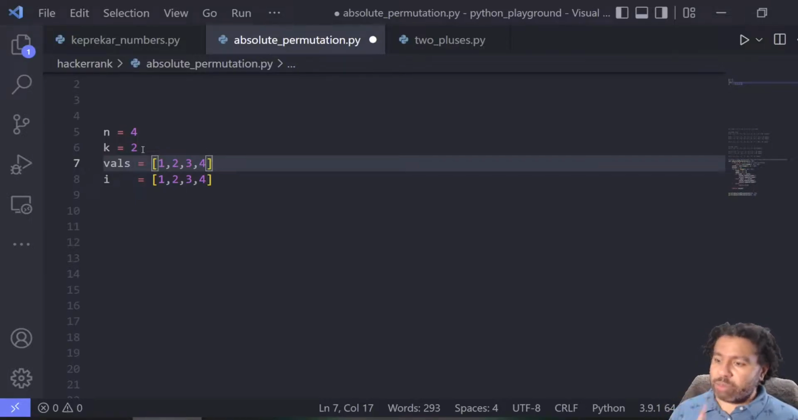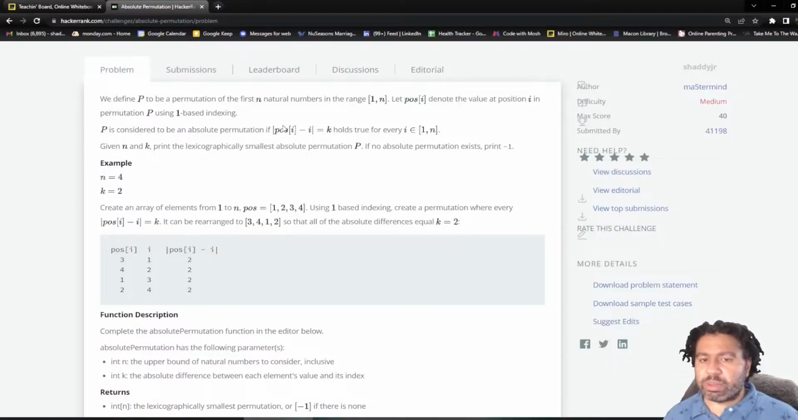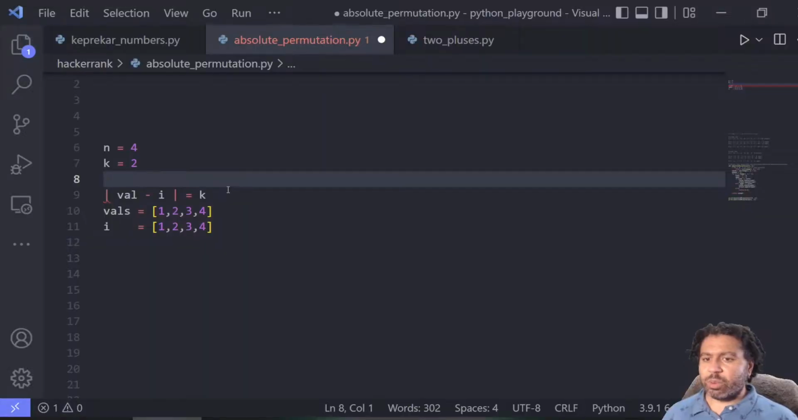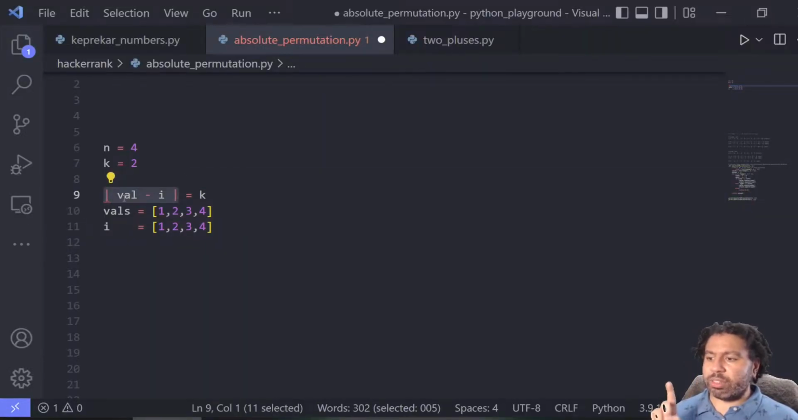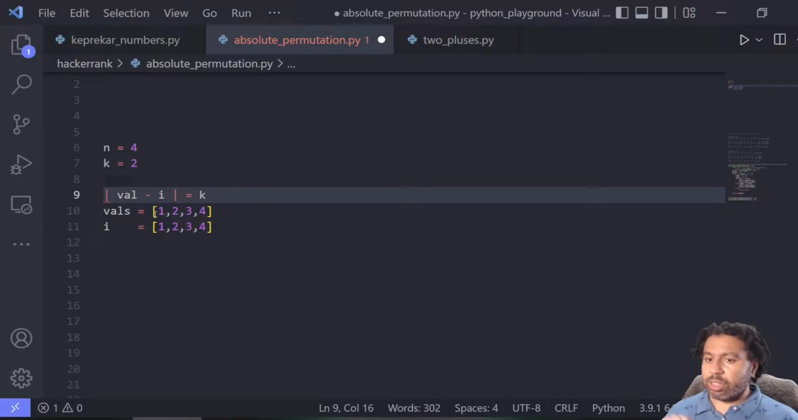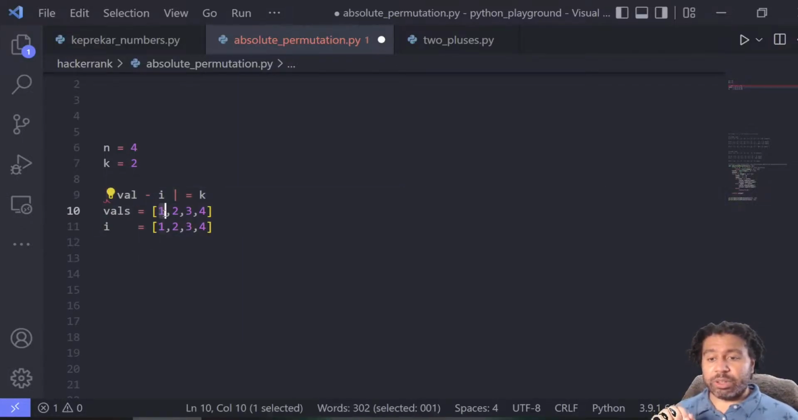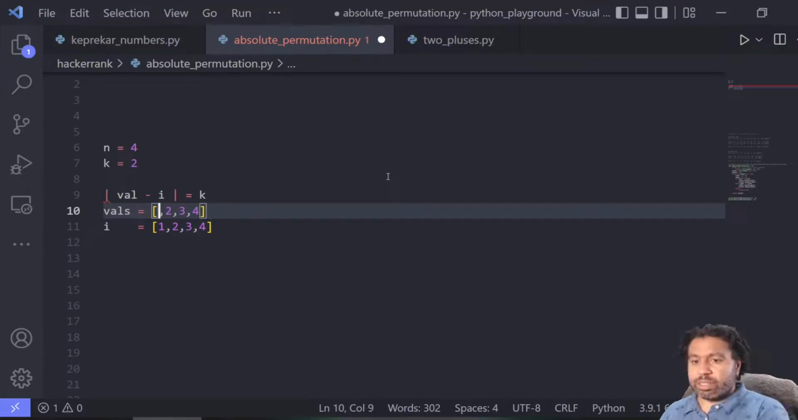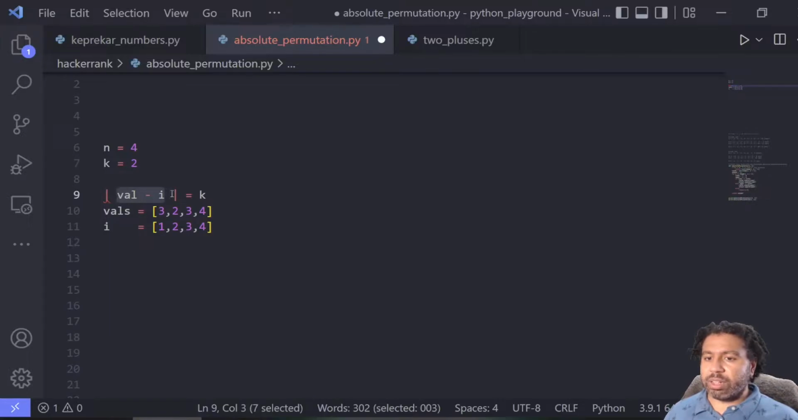So what k of 2 means, and I'll go back for a second: the value at that position minus the index equals k, and you're doing absolute value. So we're told that the absolute difference between the value and the index needs to equal k. Right now we don't have that, because if we look at this value and this index, value minus index, which would be 1 minus 1, and then absolute value, is 0, and that does not equal k right now. It's supposed to be 2. One number could be, well, 3. If this was a 3, then certainly 3 minus 1 would work here. Absolute value makes it 2, and k is 2, and that actually works.